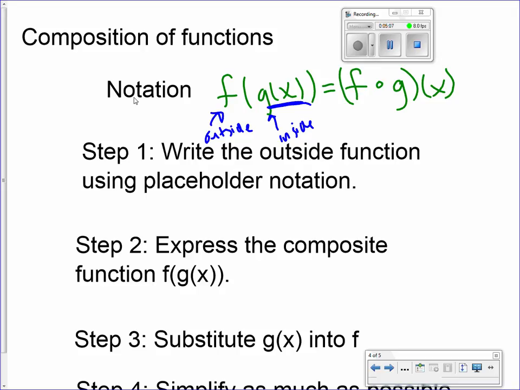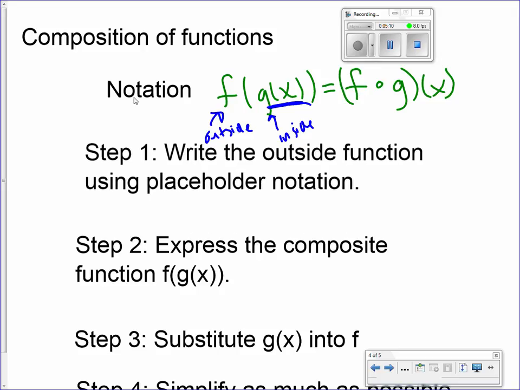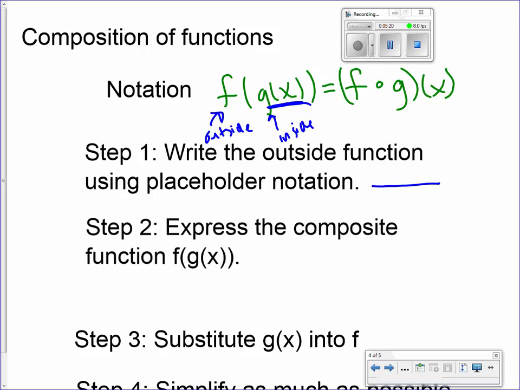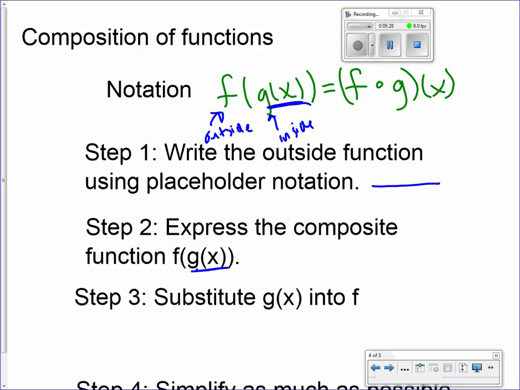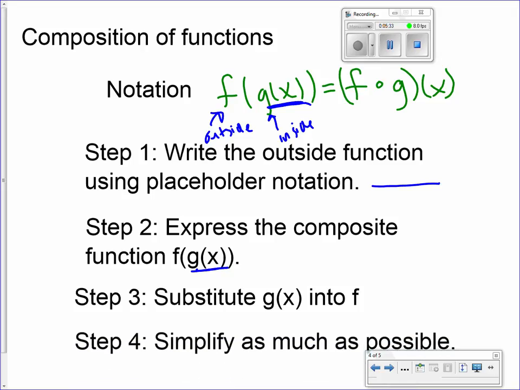So when you have a couple of functions, you have a couple steps. First, you're going to write the outside function using a placeholder notation. So I typically just do a blank line as my placeholder, and I'll show you an example of that. Then you're going to express the function f of g of x. So that just means you're going to put g of x in all of your blanks. That's step 3. And then just like we did with the other operations, when there's an x, you're just going to simplify as much as possible. So let's look at an example.